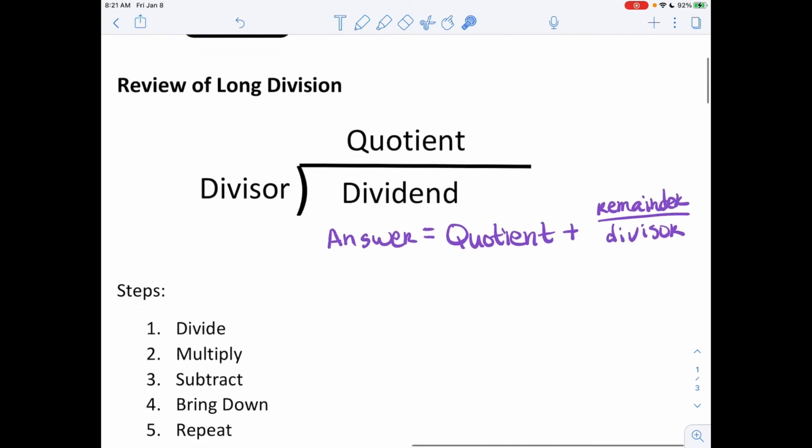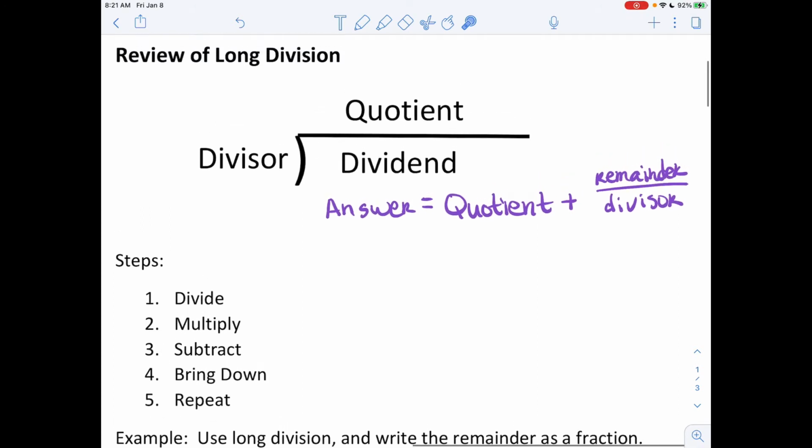So these are the steps that we go through in order to do long division, whether it's just regular numbers or our polynomials that we're going to get into today. So we're going to divide the divisor into the first term of the quotient if we can, and then multiply it, subtract it, bring it down, and repeat.